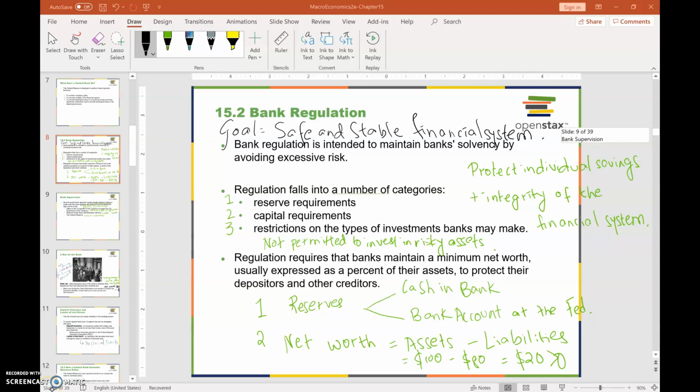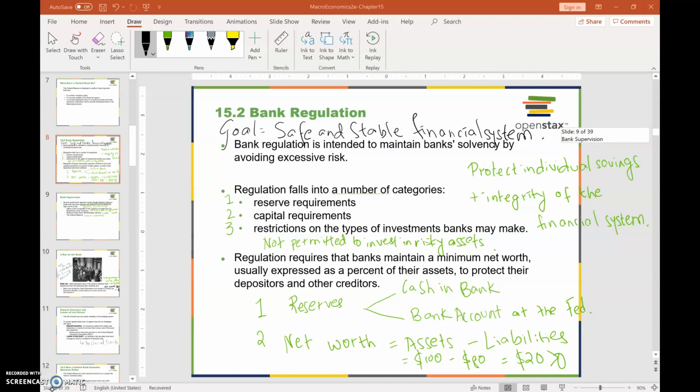Hey everyone, in this section we look at bank regulation. The goal of the Federal Reserve System is to have a safe and stable national financial system to protect individual savings and for integrity of the financial system. Bank regulation falls into a number of categories. Number 1 is reserve requirements, number 2 is capital requirements, and number 3 is restrictions on the type of investments banks can make. What are reserve requirements?